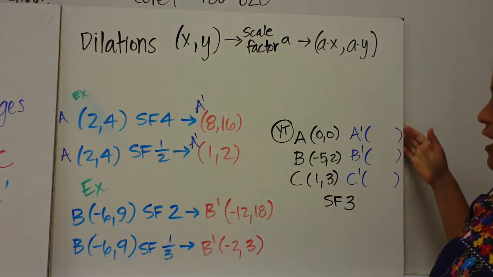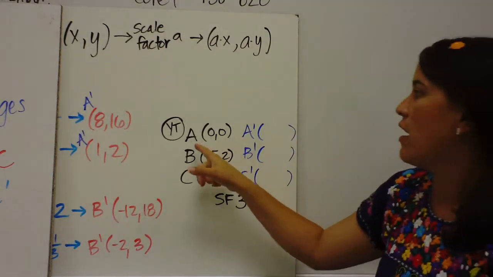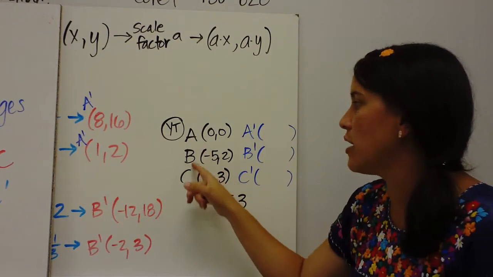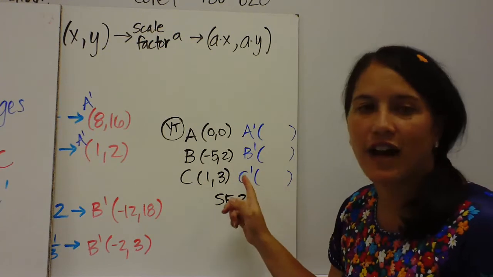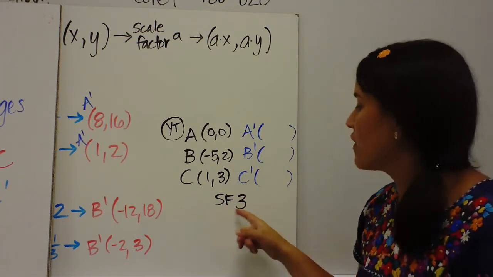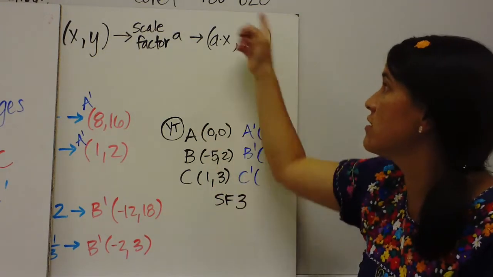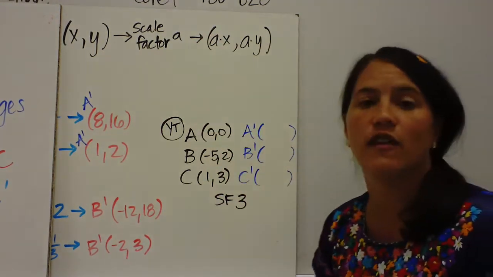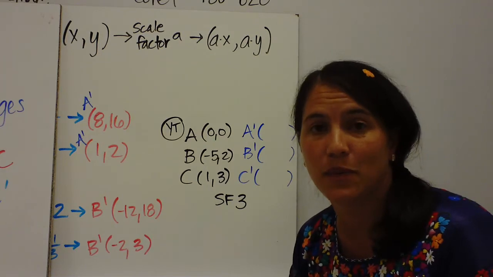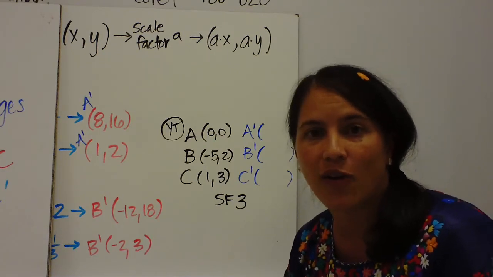So here's a "You Try." All right, here is your pre-image A, B, and C. I want you to find A prime, B prime, and C prime with the scale factor of 3. So using this, you're going to multiply it. We'll go over this later.